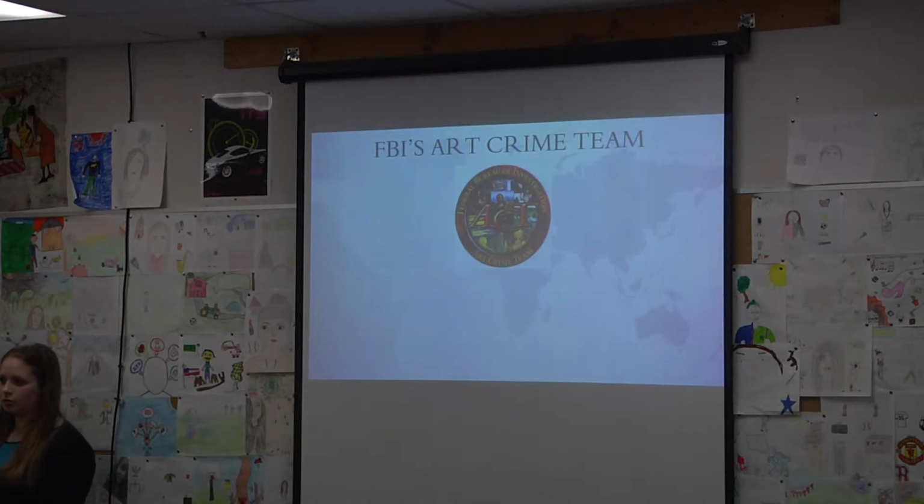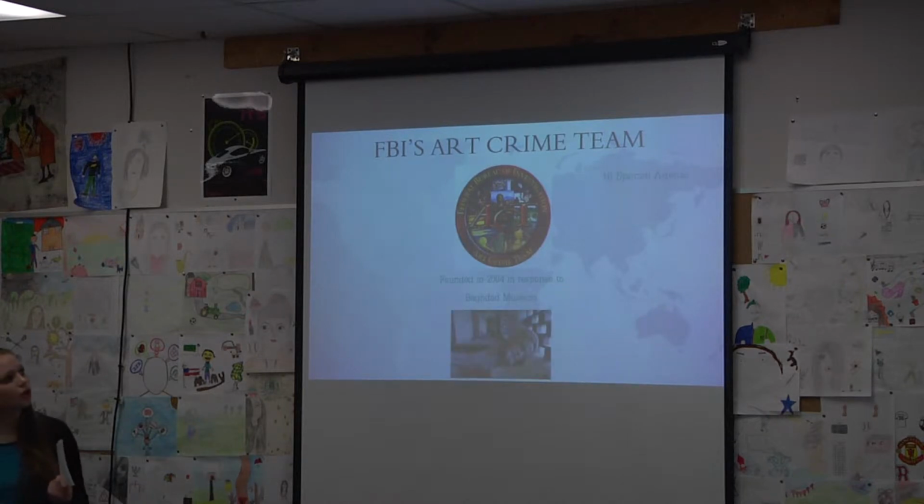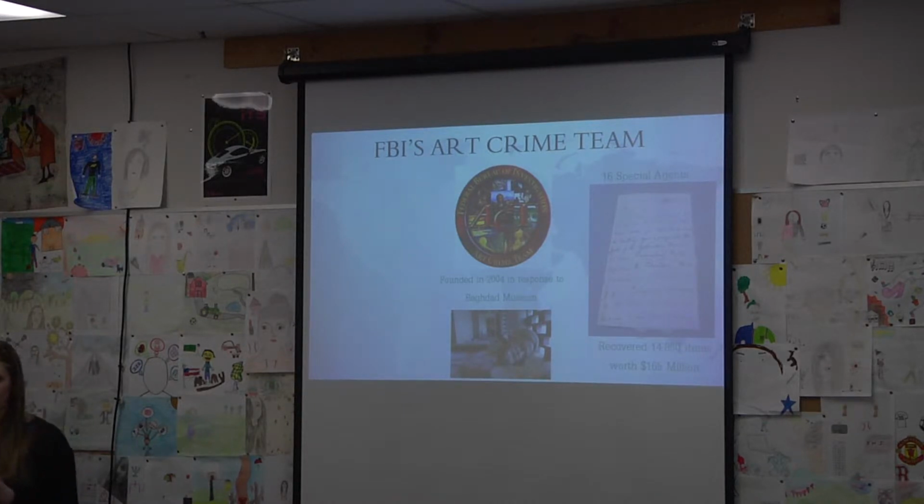The first art crime team we're going to talk about is the FBI's. It was implemented in 2004 after the looting of the Baghdad Museum, where over 13,500 items were stolen. They have 16 special agents. They all reconvene for a meeting once a year and go through special training. They have recovered 14,850 items worth over $165 million since their 13 years of being implemented.